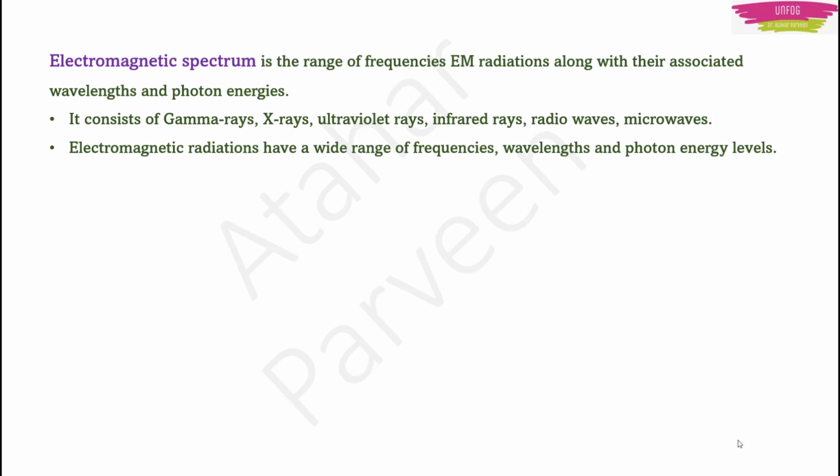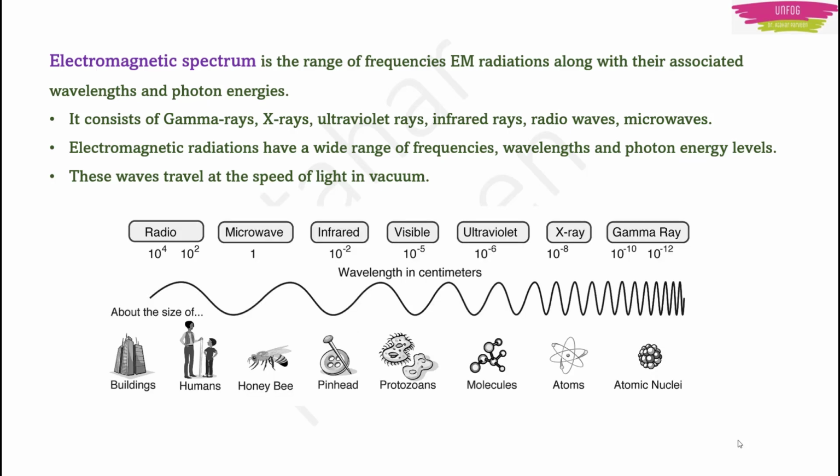And these radiations have a wide range of frequencies, wavelengths and photon energy levels. This we will have to learn. Any question can be asked from those frequencies, wavelengths and energy levels. And as I told you, these also travel at the speed of light and they can travel through vacuum. Now here I have a picture which portrays the size of the waves. Here I have the wavelength. Here I have the size of the waves. See, the visible light is in the middle of the spectrum. On its right side you have ultraviolet, X-ray and gamma rays, and on the left side you have infrared, microwaves and radio waves.